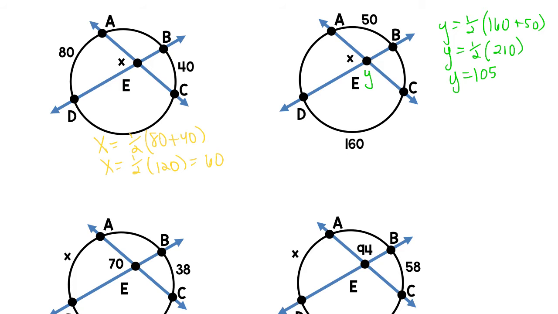To find X, AC is a straight line, so X and Y are supplementary. So X is going to be 180 minus 105. That means X is 75.